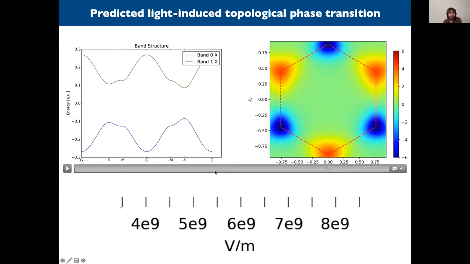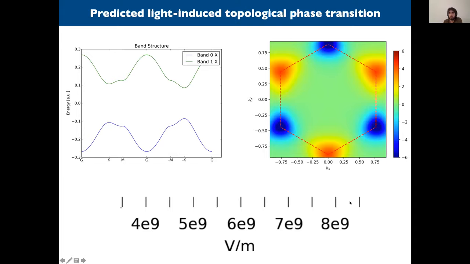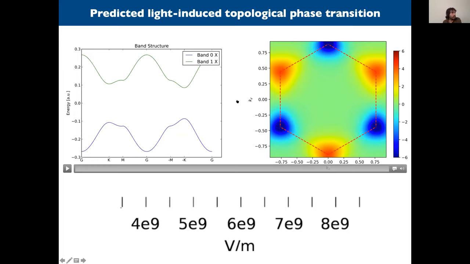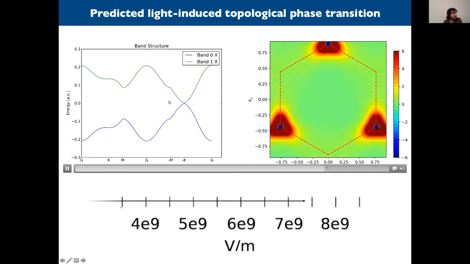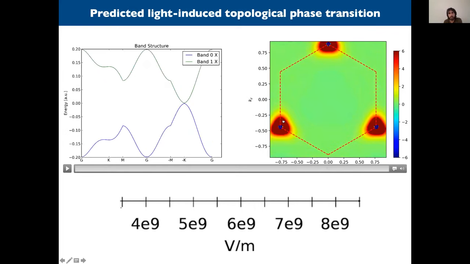Here I show a movie in which I change the intensity of our driving bicircular field. In this case, the time delay between the pulses is fixed. I show you how the band structure is modified as a function of increasing electric field. You will see that the band gap will close at around 7.5, and the Berry curvature will change sign. This marks the topological phase transition. Here the band gap is closing, here the band gap closes, and the Berry curvature has changed sign. So this is the mark of the topological phase transition, but this is analytical.